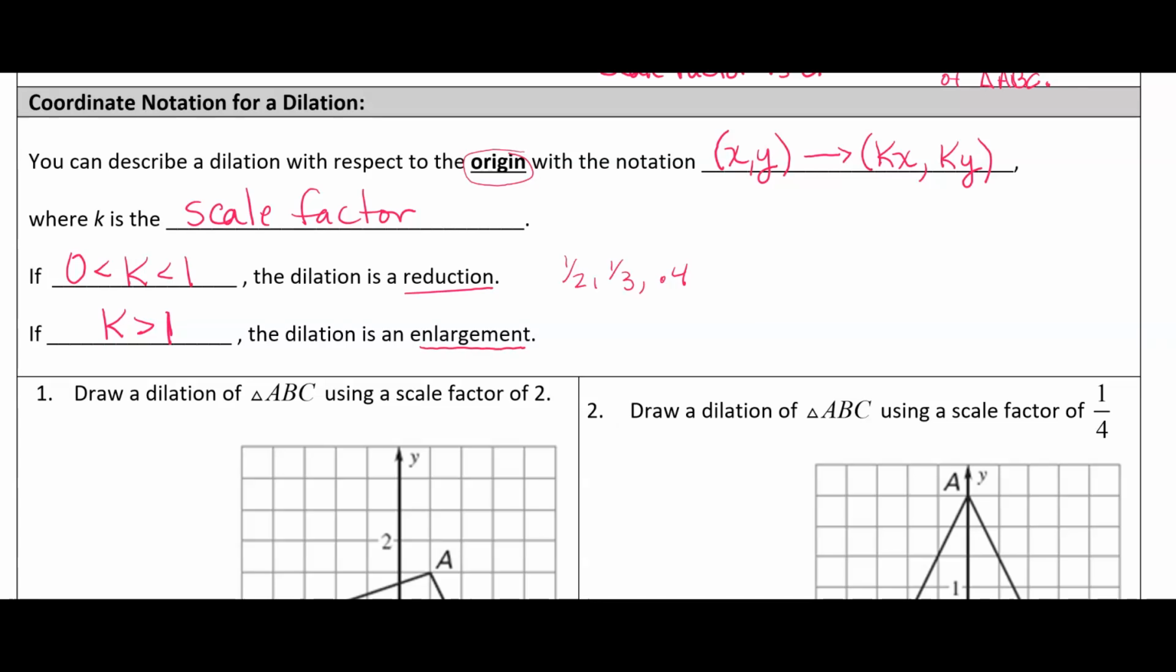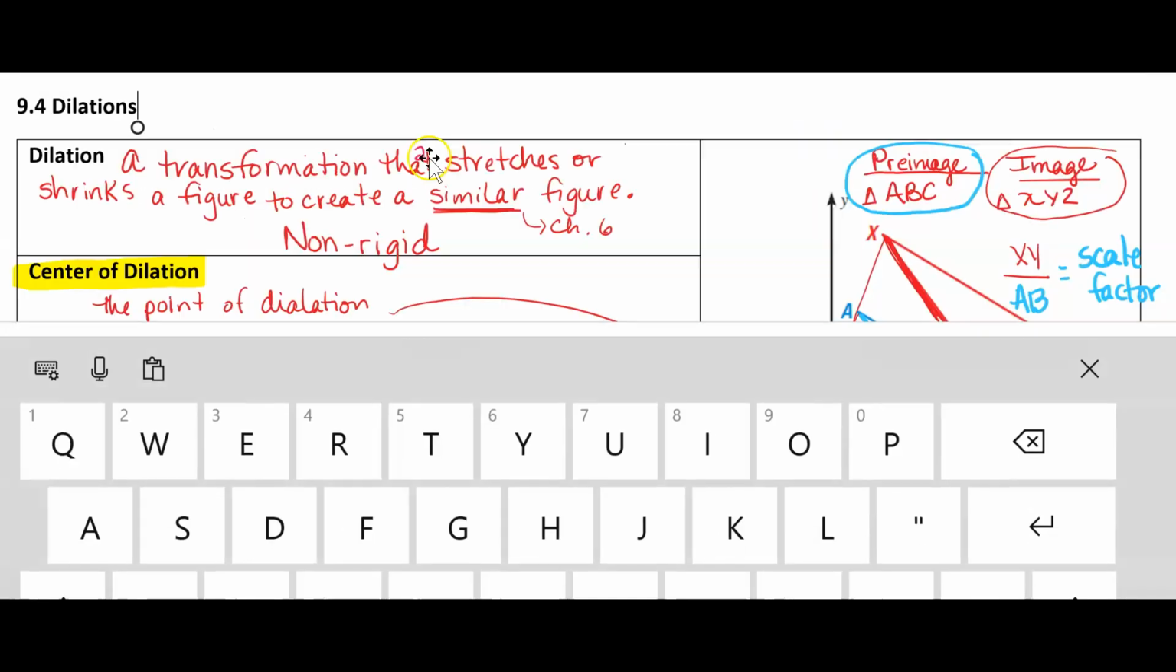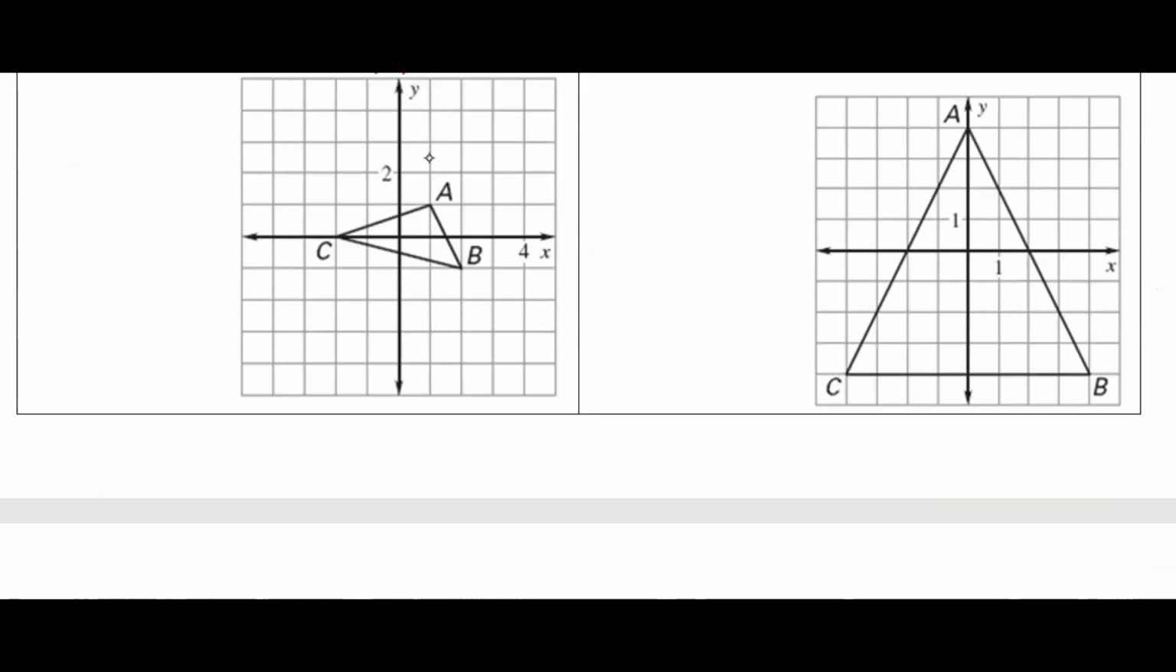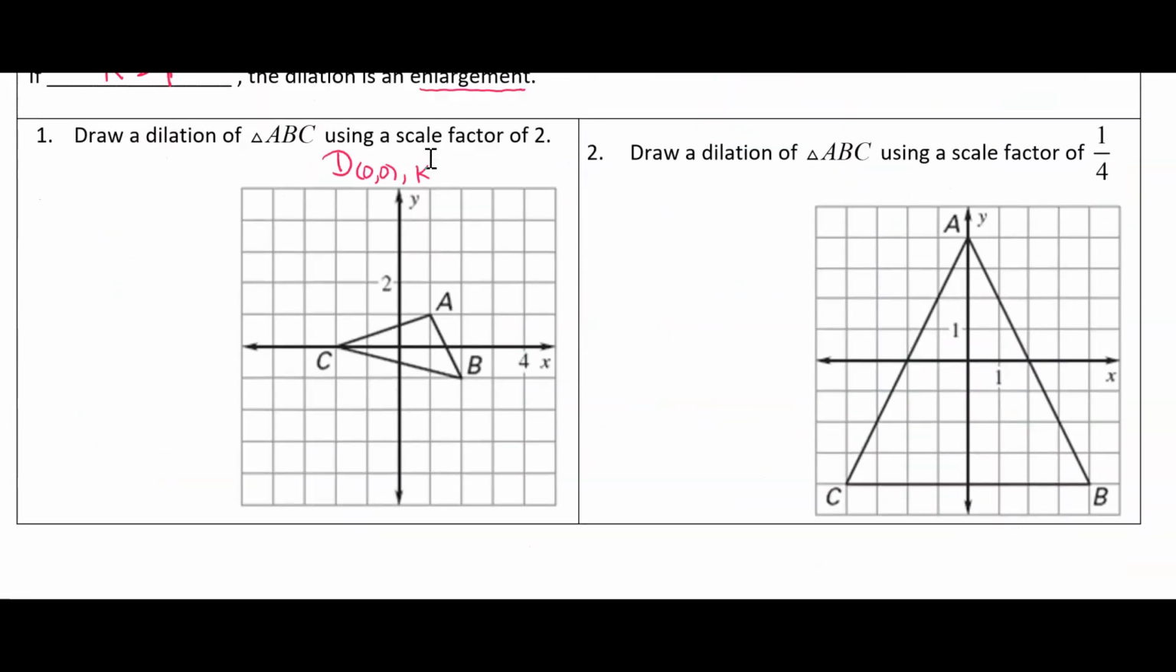Now, let's do one where we absolutely know. It says, number 1, draw the dilation of ABC using scale factor of 2. Now, again, notation. Since when it's not stated, we automatically assume that we are doing it with respect to the origin. So we say dilation at the origin, comma, and that k comes in there. So we put the k there. So now we have the dilation in the notation.